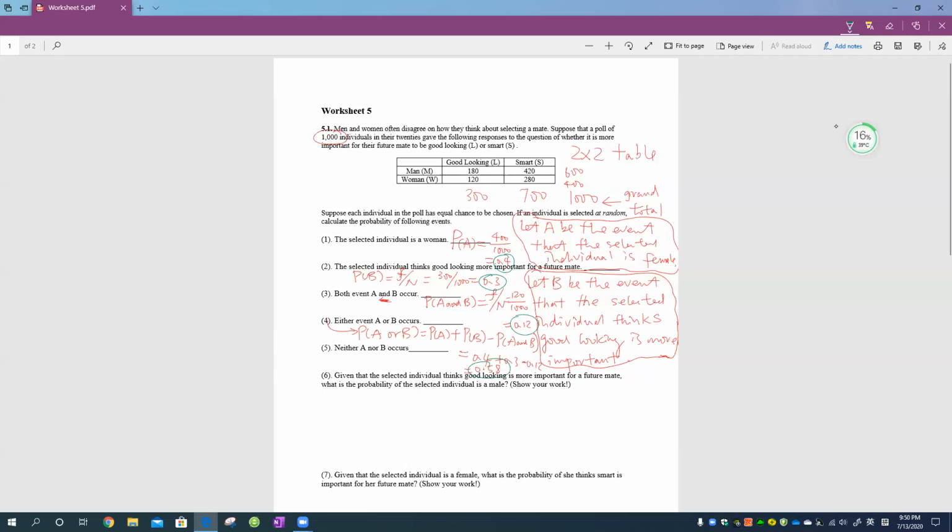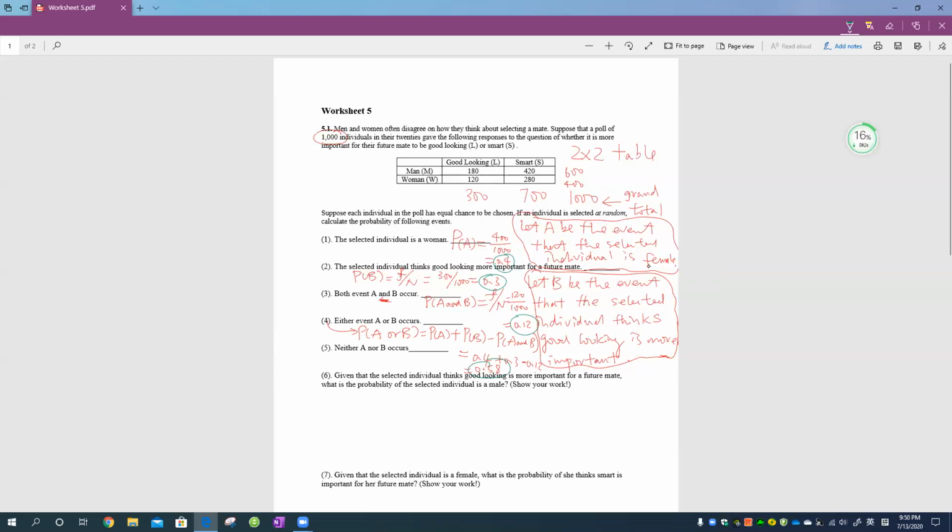Okay, so that's question number 4. And then question number 5. Neither A nor B occurs. So that's the one where we're going to use the complementation rule. Because we have either-or already, then neither-nor is the rest of it from the sample space. Then we say that's going to be the complementary event.